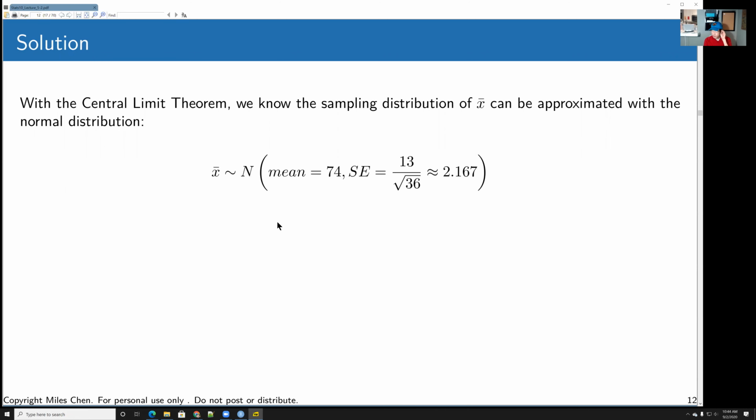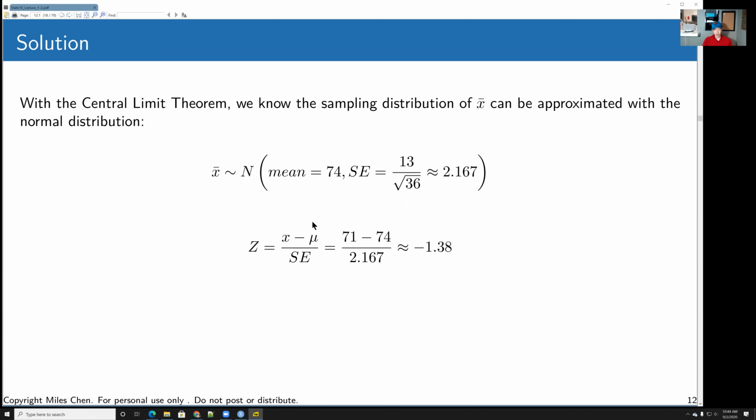According to the central limit theorem, we can say the sampling distribution of x bar comes from a normal distribution where the mean is equal to the population mean, which is 74, and the standard error is equal to the population standard deviation divided by the square root of n. So we're going to do 13 divided by 6, and we get 2.167. So our standard error is around 2.167 if we round off.